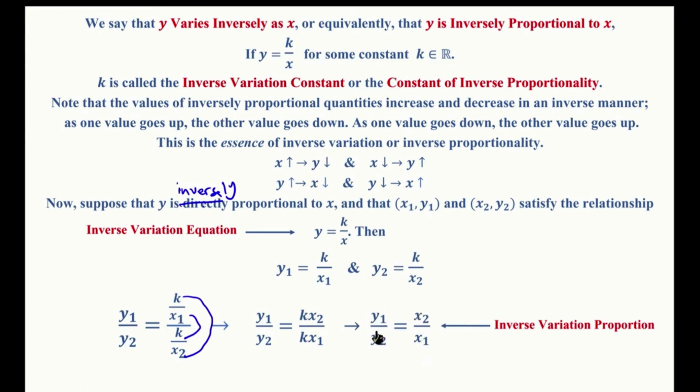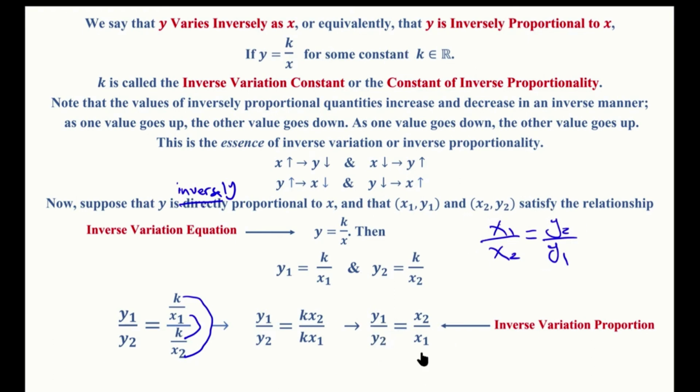Of course, you can play around with this, and you can also say x1 over x2 equals y2 over y1. In other words, as long as the positions of the x's are the reverse of the positions of the y's, this is the inverse variation proportion that we can also use to solve these problems. Either form makes no difference. We usually go with that form.